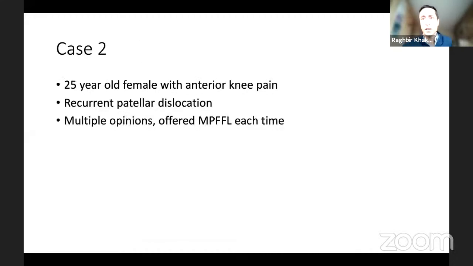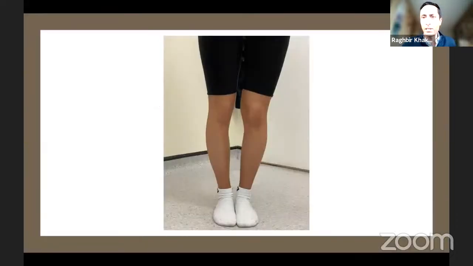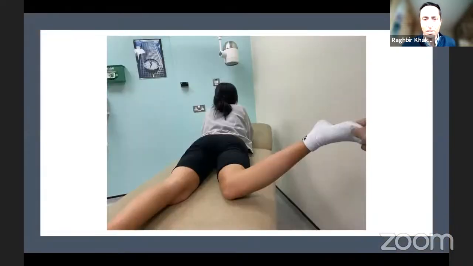So we're just going to talk about maltracking and malalignment. These are cases I've done with Ronald and Adrian. I'm just going to skip to the second one first. This is a patient who's 25 years of age, presenting with anterior knee pain, recurrent patellar dislocations with multiple opinions. That should say MPFL offered each time, but she wanted to come and get an opinion from us. As you can see from the clinical examination, feet are pointing forwards and her patella is pointing inwards. So this is a typical presentation one might see.